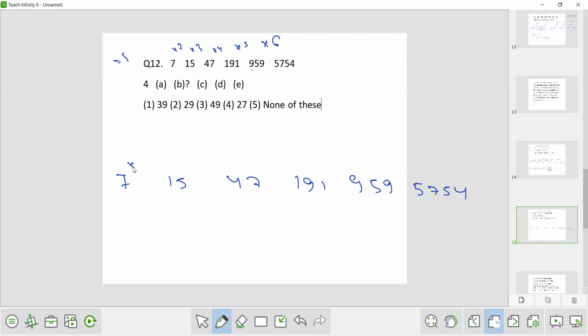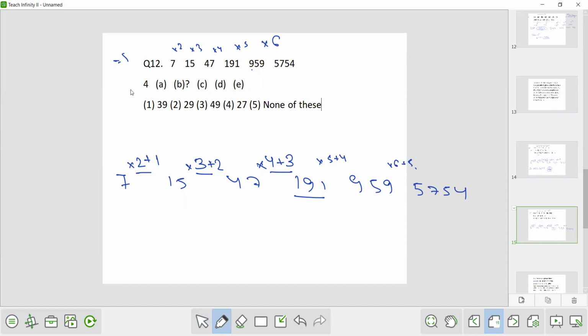So 7 into 2, 14 plus 1, 15. 15 into 3, 45 plus 2, 47. 47 into 4 plus 3 is 191. Now the rule is confirmed, that the rule is into 2 plus 1, into 3 plus 2, into 4 plus 3. So it will be into 5 plus 4. This will be into 6 plus 5.